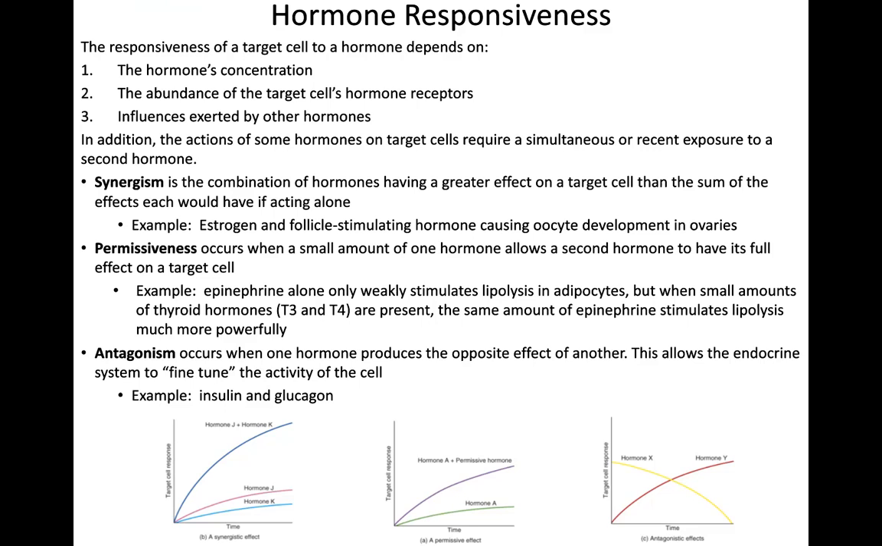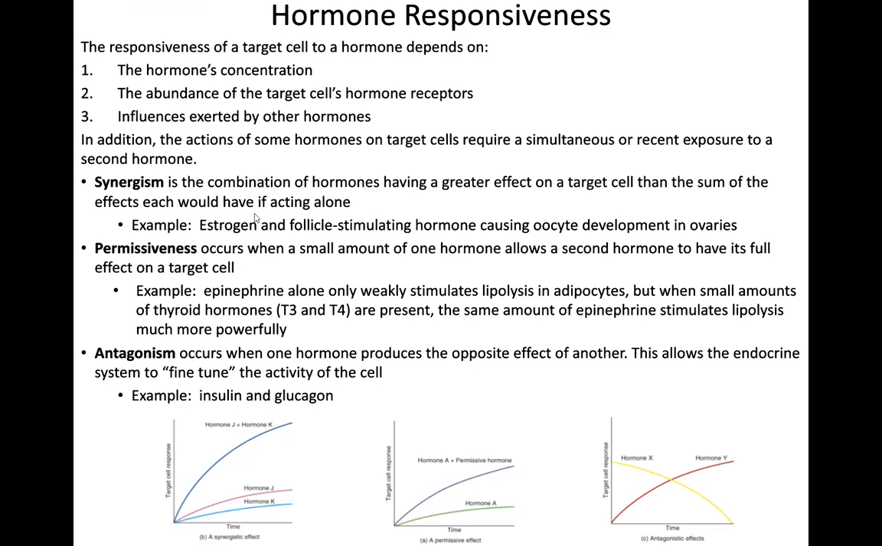Okay. Speaking of, let me read through. In addition, actions of some hormones on target cells require a simultaneous or recent exposure to a second hormone. Okay. We have what we call synergism, permissiveness, and antagonism. And we've got 3 graphs demonstrating those different effects. Now you can see synergistic effect is the same thing as synergism. Permissive effect, same thing as permissiveness. Antagonistic effect, same thing as antagonism.